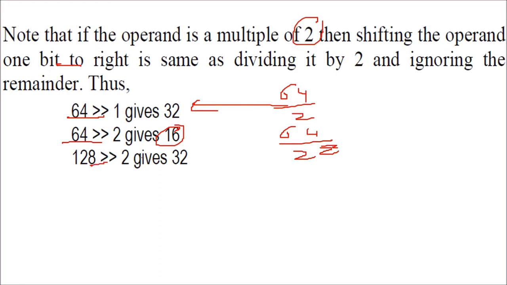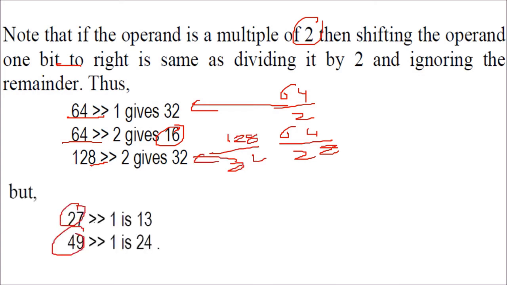128, we are operating with 2. So we divide it by 2. So what we are doing here is 128 divided by 2 square, which is your 32. But because these numbers are not multiples of 2, you will get the normal way we have just seen, 13 and 24.